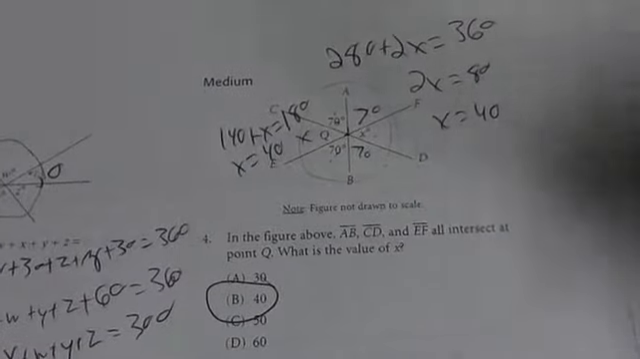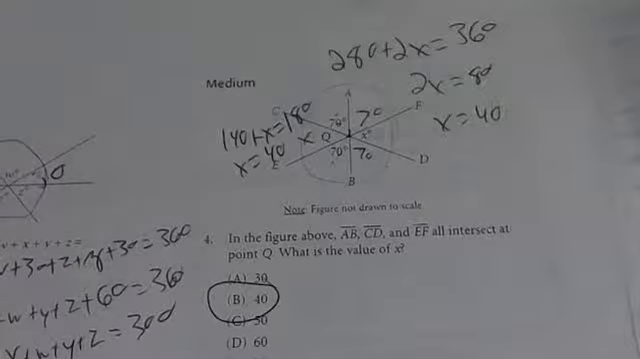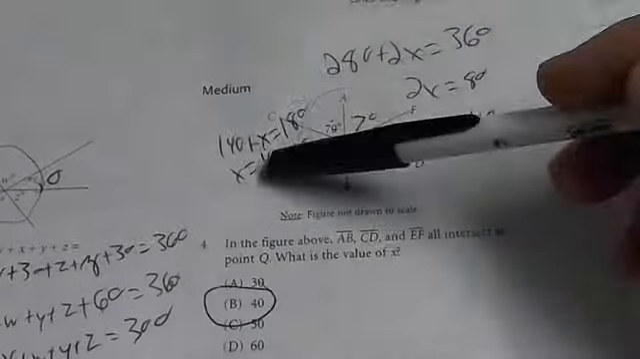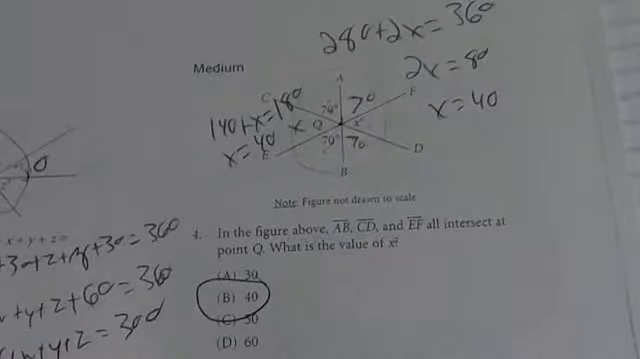That's the beautiful thing about math. It doesn't matter which way you do it, if you do it right, your answer should always be the same. So you can do the 360 way or the 180 way. It's all going to give you the same thing. Number 5.